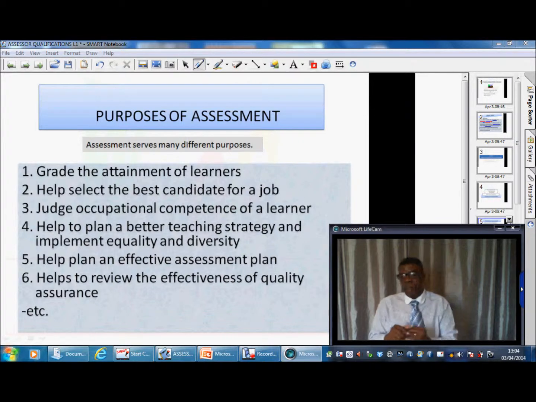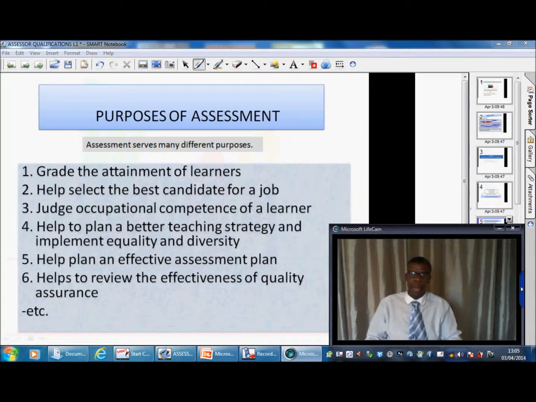And another area is to help plan a better teaching strategy and implement equality and diversity. Where do you find this type of assessment? At what stage should you carry out this type of assessment for you to plan a better teaching strategy? Obviously, you've just learned this lesson. Lesson 1, the first part A, talked about initial assessment. So an initial assessment can be put in place so that you can identify certain things and then make a strategy to implement equality and diversity. For if you don't know anything about the learners, their difficulties, their needs, or their styles, you cannot plan a good lesson. Neither can you plan a good assessment journey.